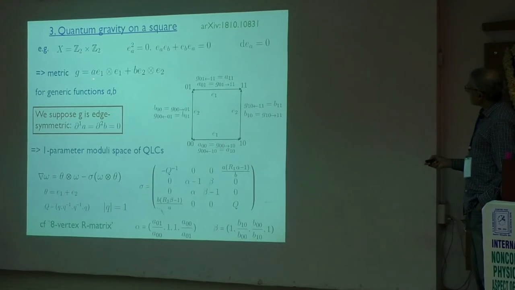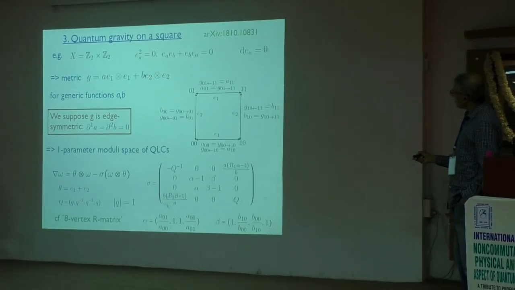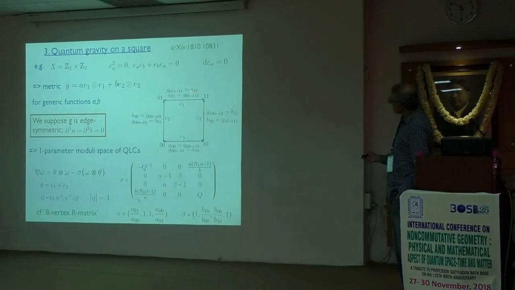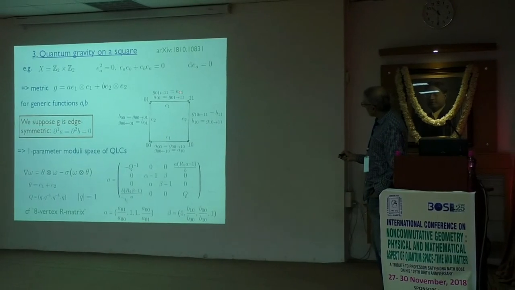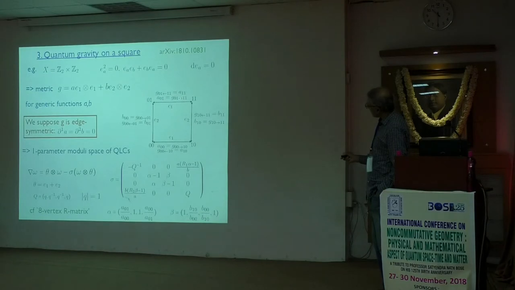The metric is of the form some function A times E1 tensor E1, some function B times E2 tensor E2. And these functions correspond to the edge weights as follows. I haven't written the brackets. So A at 1,1 means the value of the function A at 1,1. And that corresponds to the edge weight from 1,1 to 0 in that direction. And then we would have the edge weight the other way, etc. Now we want the edge weights to be equal.